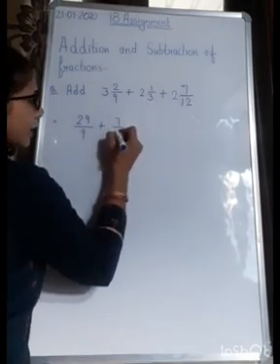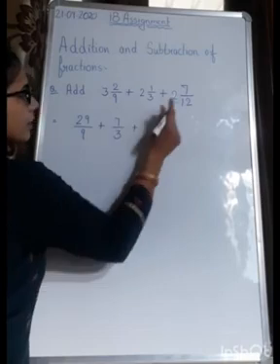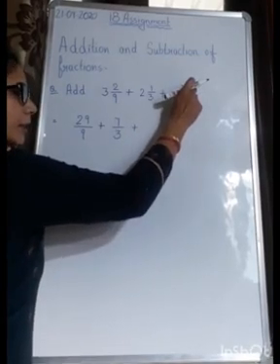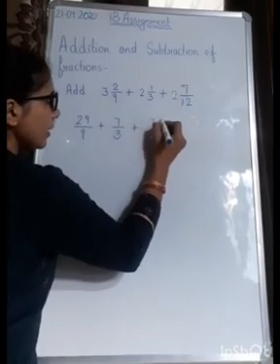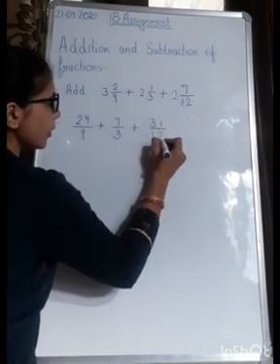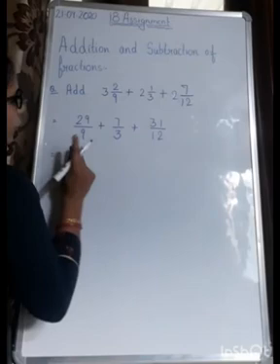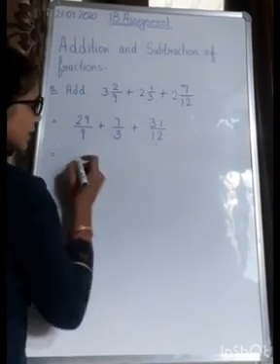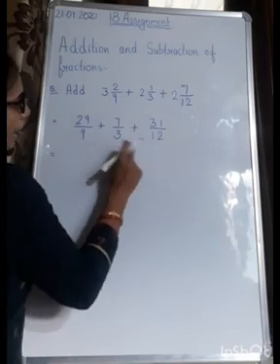So 7 by 3 and plus 12 2s are 24. 24 plus 7 will be 31. So it will be 31 by 12. Clear? Now you have to take the LCM of the denominator. And when you take the LCM of the denominator, it is coming 36.